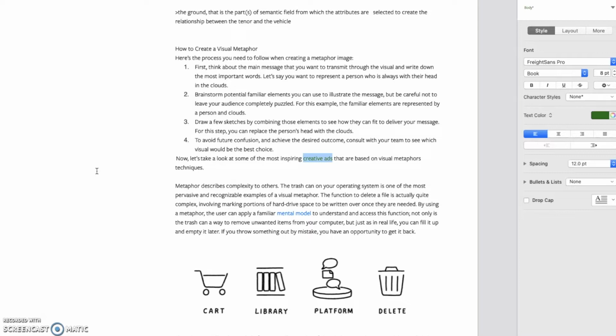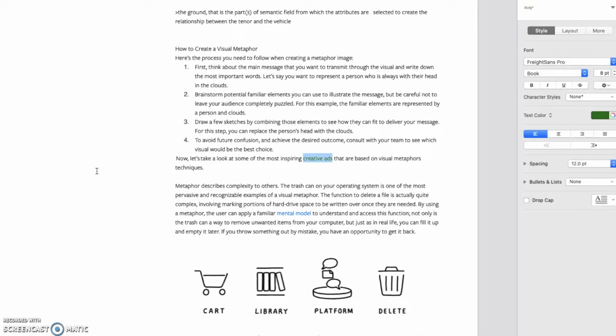Sometimes visual metaphors are based on sayings as well. So, think about an example. It could be a person with their head in the clouds, right? That phrase is basically a metaphor, and that metaphor paints a picture fairly clearly.